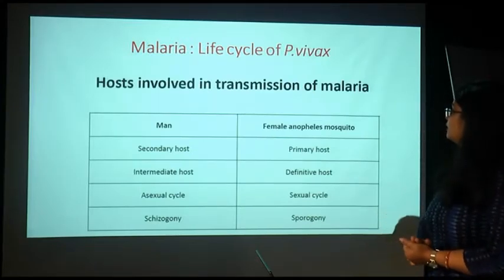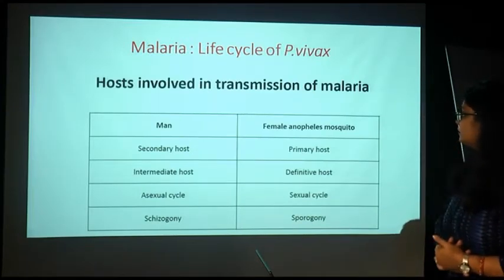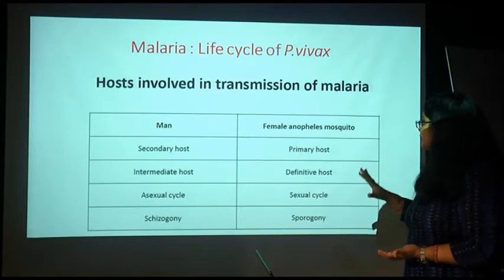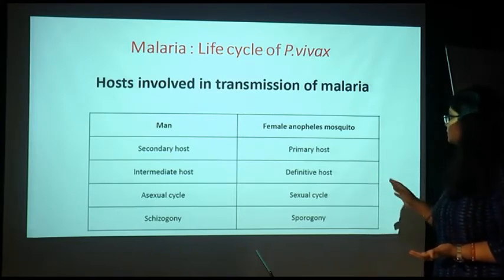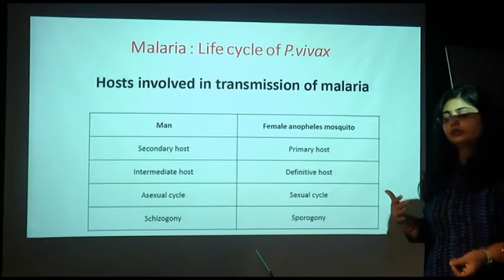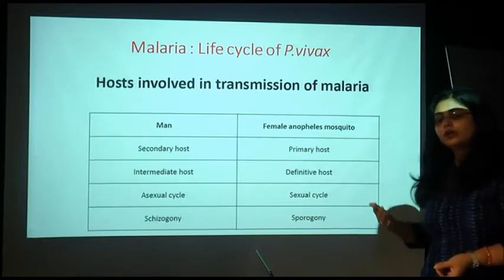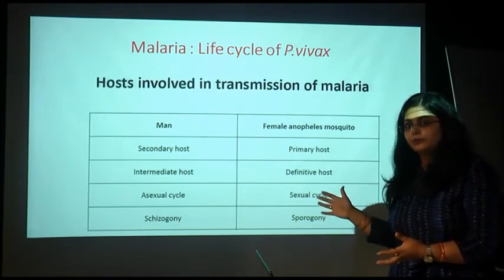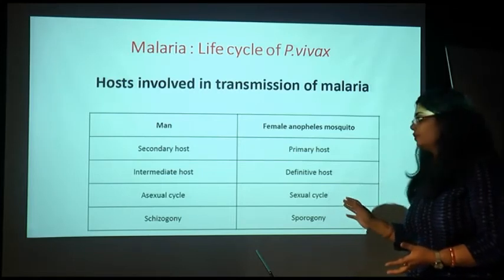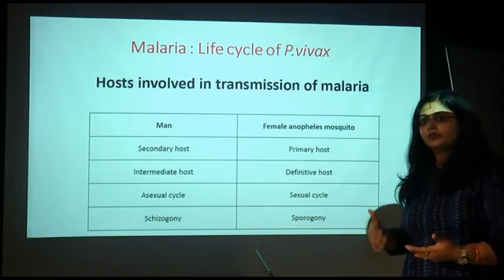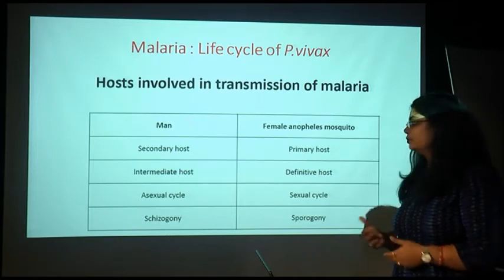Now what are the hosts that are involved in the transmission of malaria? There are 2 hosts. First is man, and then the female Anopheles mosquito. This female Anopheles mosquito is the primary host, also the definitive host, which basically means that the sexual reproduction of the Plasmodium is completed in the mosquito, and man is the secondary host or the intermediate host, which is required for the growth and development of the Plasmodium.